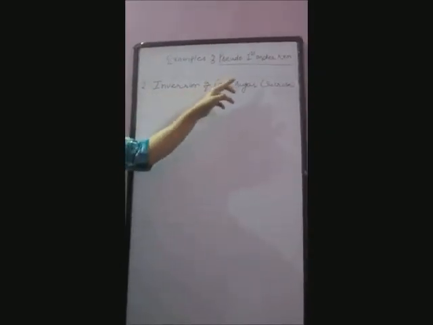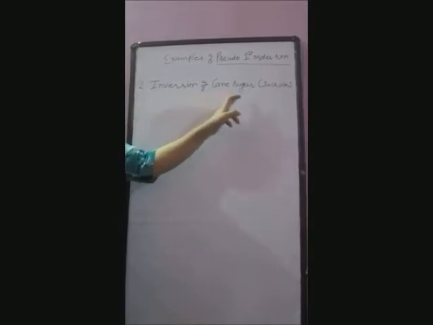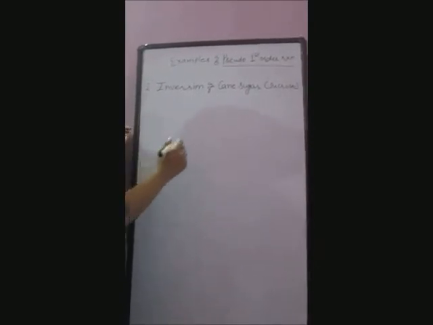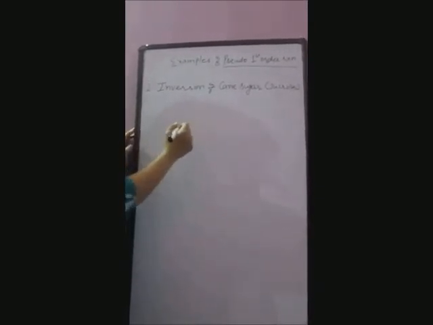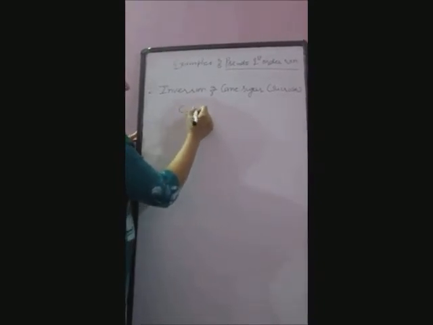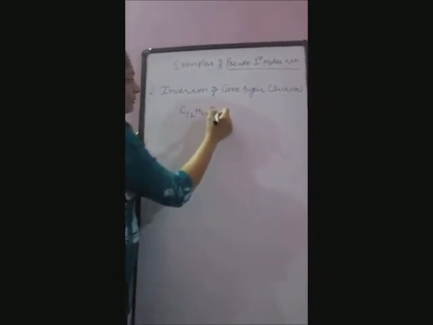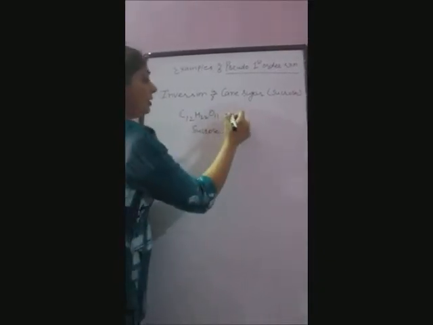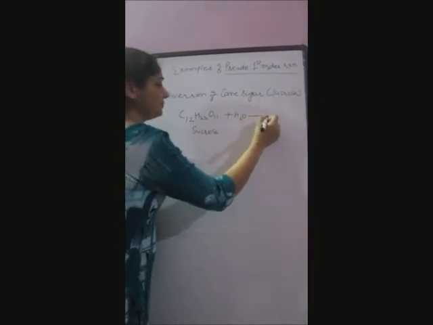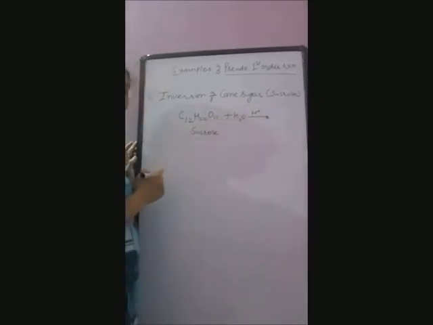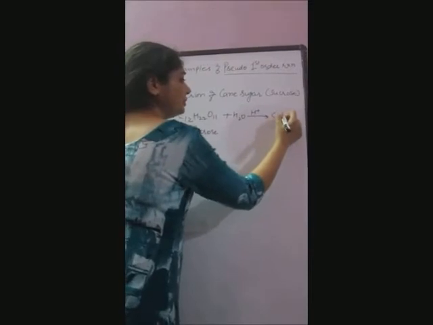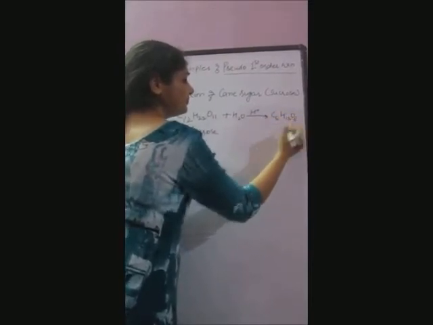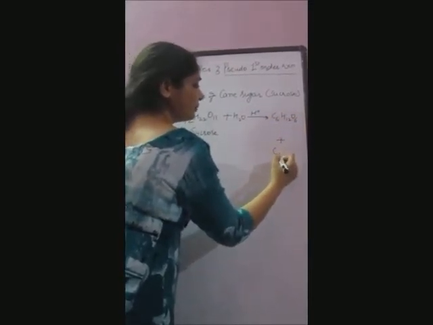Next example of pseudo first order reaction is inversion of cane sugar, that is sucrose. Hydrolysis of sucrose in presence of mineral acid gives glucose and fructose. This is represented by an equation: C12H22O11, which is sucrose. On hydrolysis in presence of mineral acid, it produces glucose and fructose.